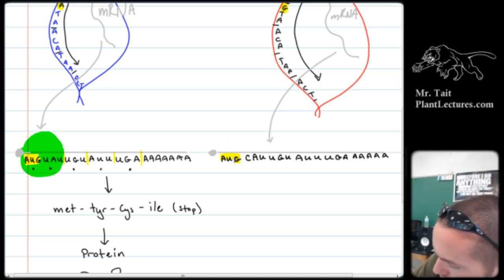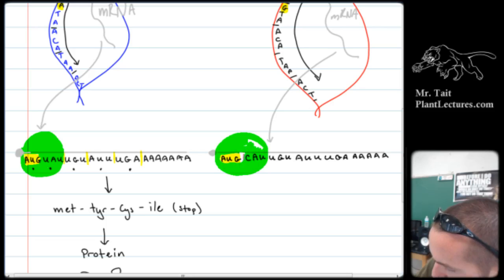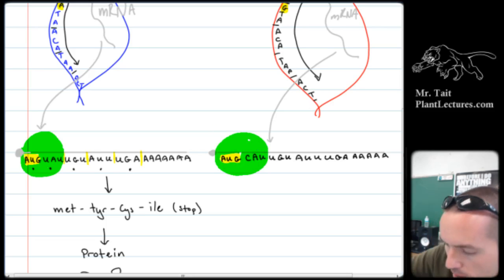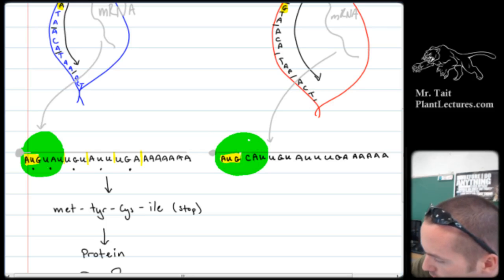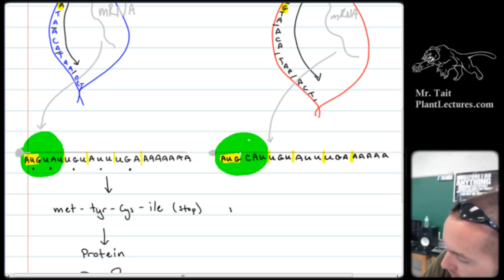ribosome. Here's our start codon, and our ribosome's going to attach, just like it did before. We can divide up our different codons. So here's a codon, there's a codon, there's a codon, there's a codon, there's a codon. Okay, and so this one's going to end up with methionine because that one didn't change.